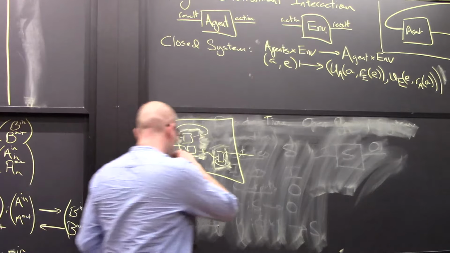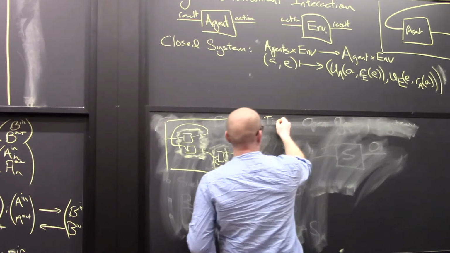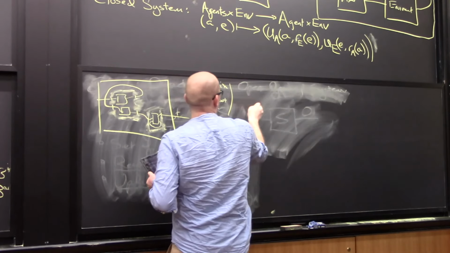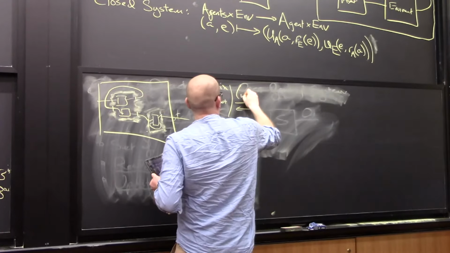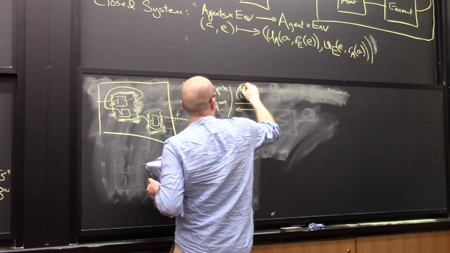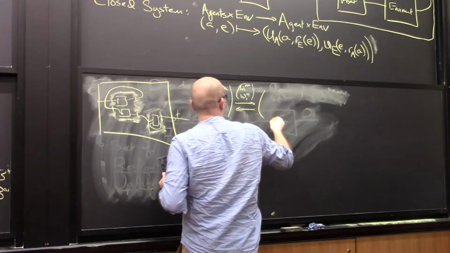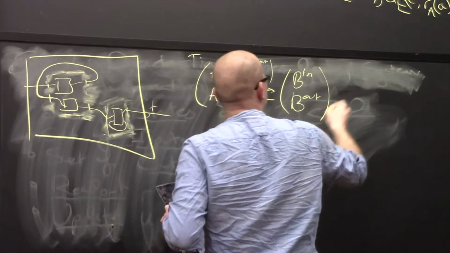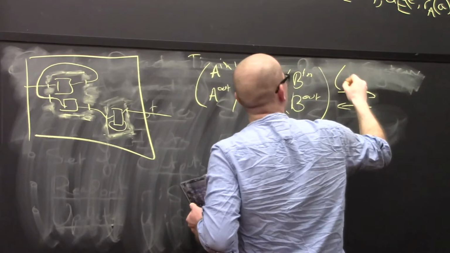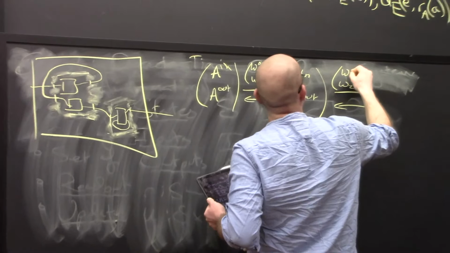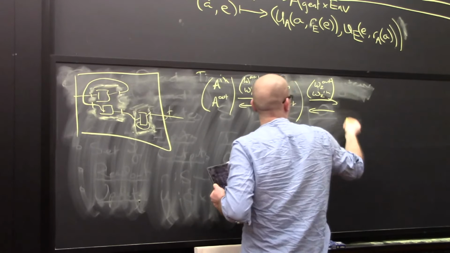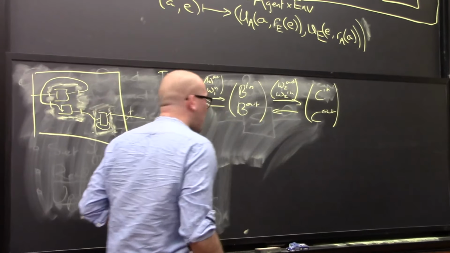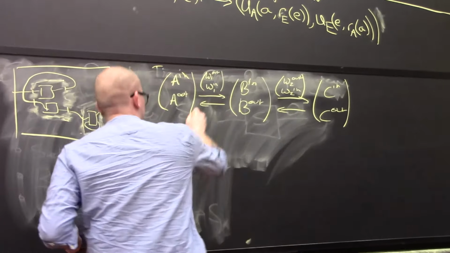Now, how this looks formulaically is this. If I have A in, A out, via W1 in, W1 out, to B in, B out, to W2 in, W2 out, then their composite is going to be defined like this.